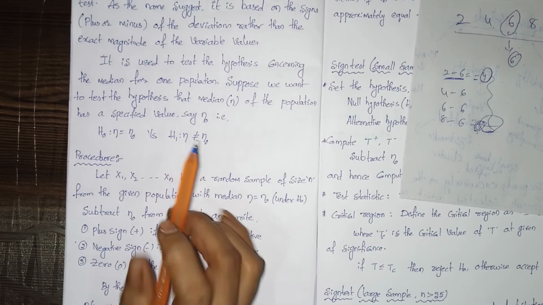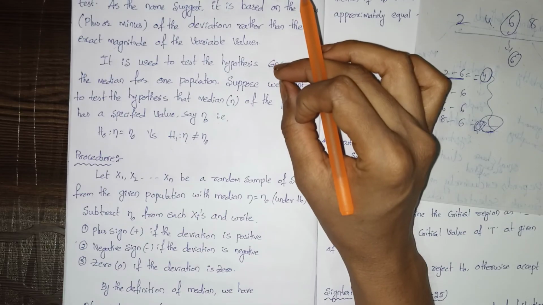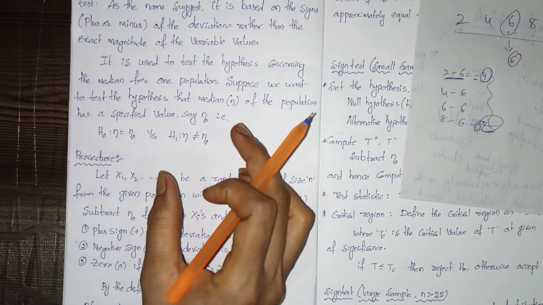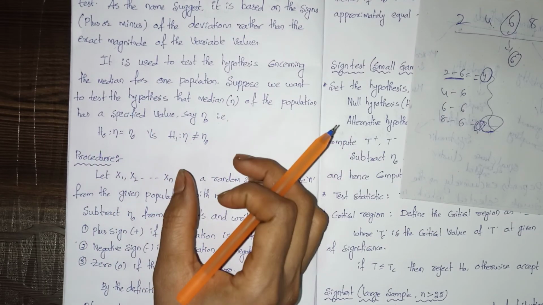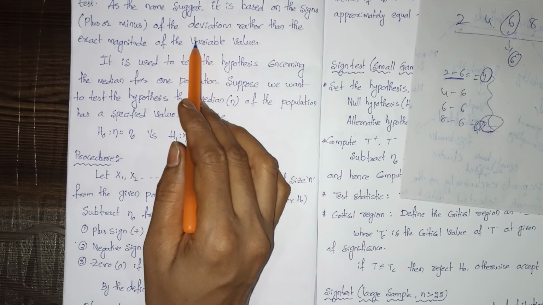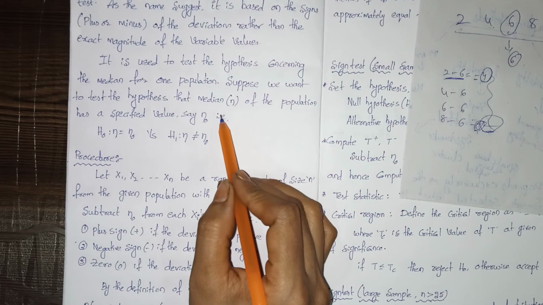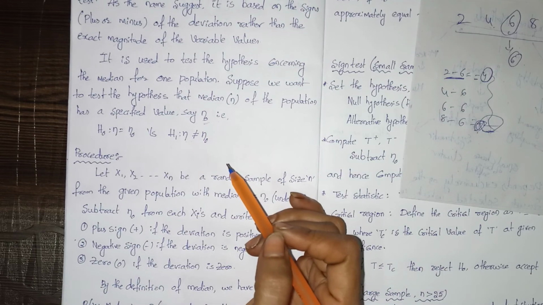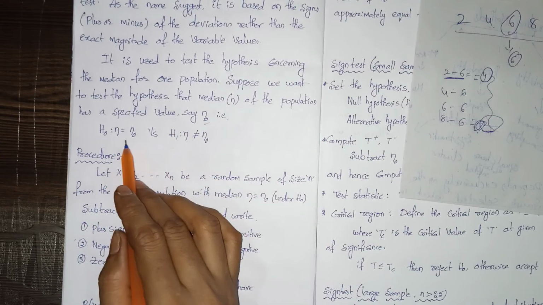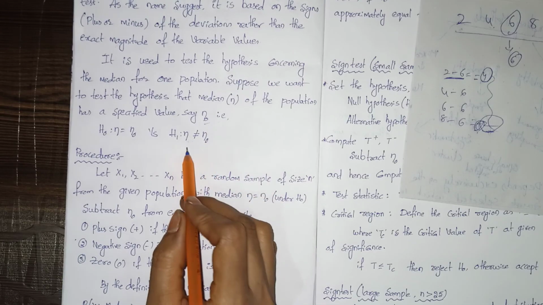So the sign test is nothing but concentrating only on the signs, not on the magnitude. Here we first consider the median. After taking the median value, we subtract it from the observations, and we consider that median as eta 0. Under the null hypothesis, eta equals eta 0. The alternative means that both are not equal.